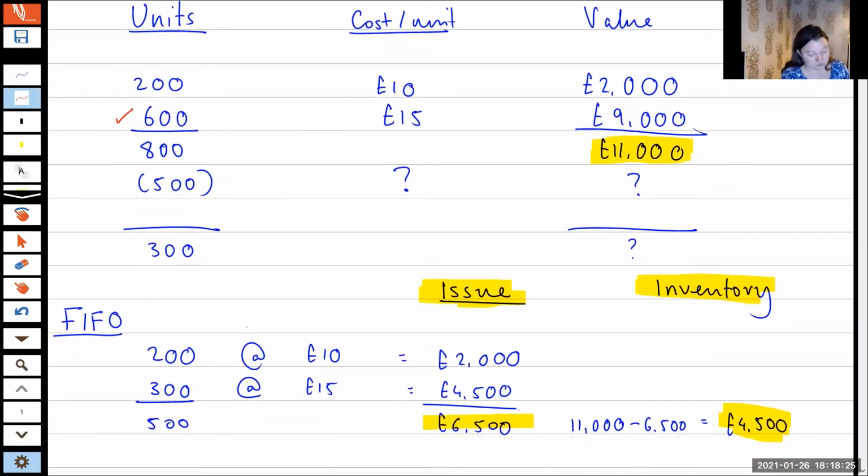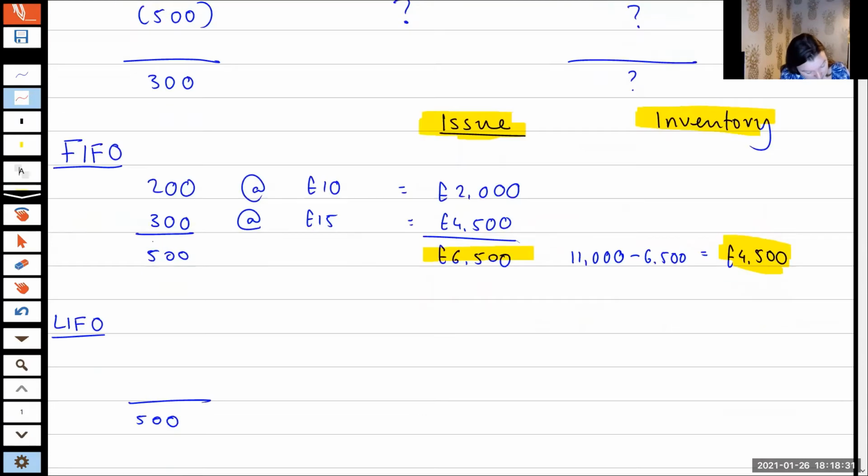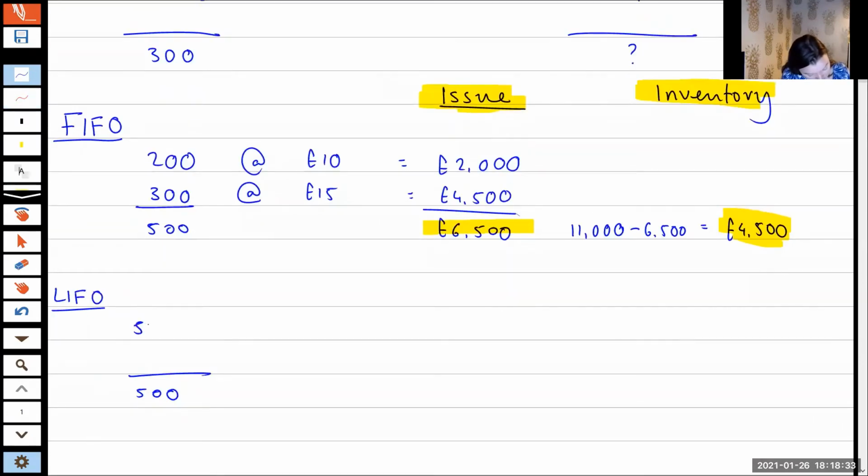So here, 500 units will come from that receipt into store at £15 per unit. So we are going to have 500 units at the £15. They have issued £7,500 overall worth of inventory. Okay, that's fine. So that's what they've issued.